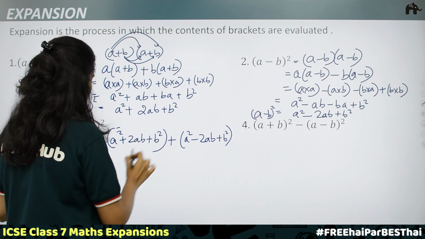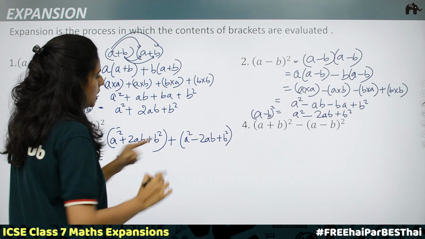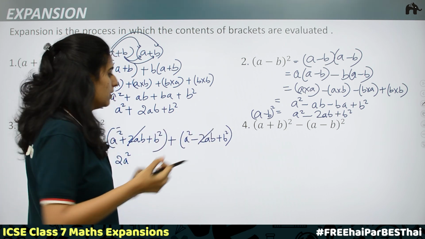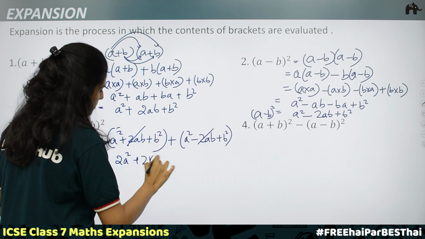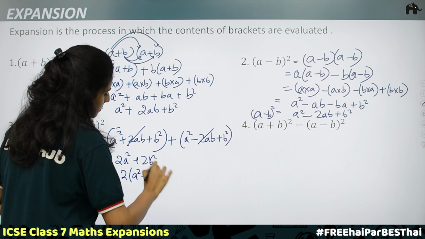a square plus a square is 2a square. 2ab minus 2ab can be cancelled, so 2ab minus 2ab will become 0. b square plus b square is 2b square, which is equal to 2 into a square plus b square.